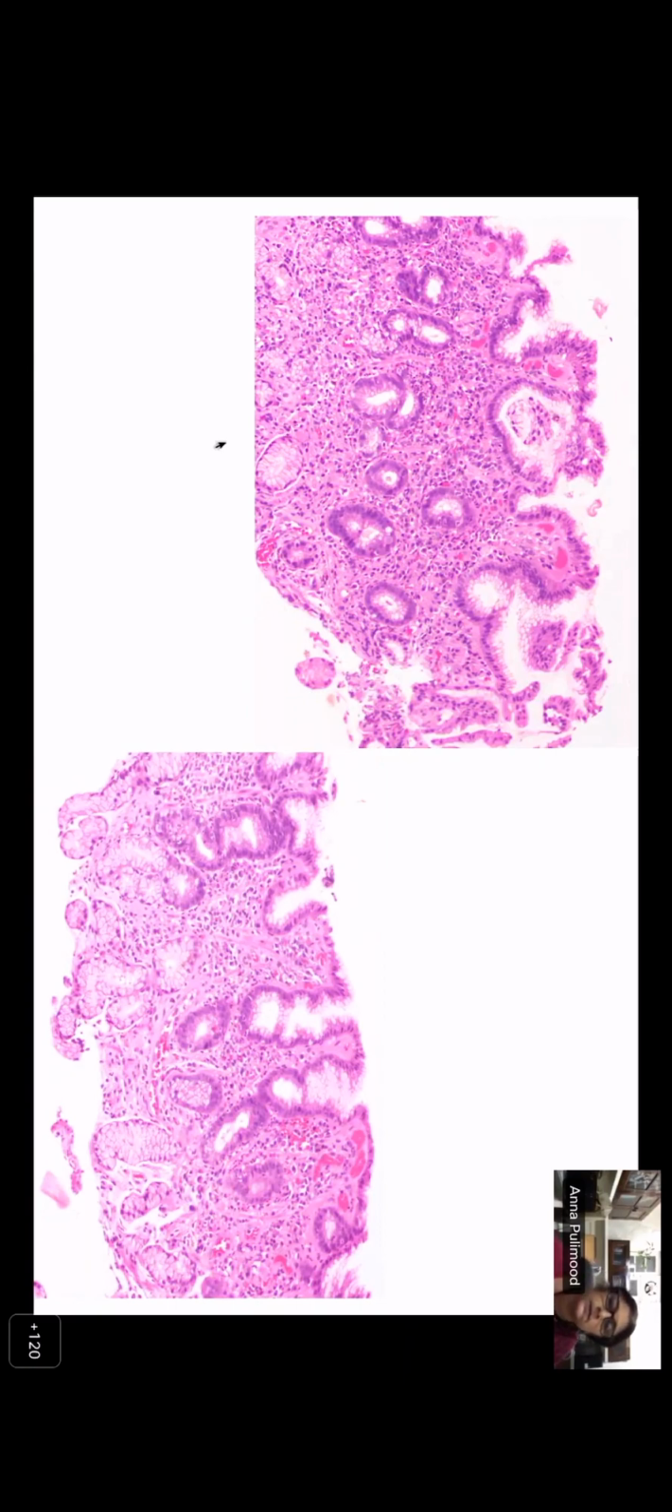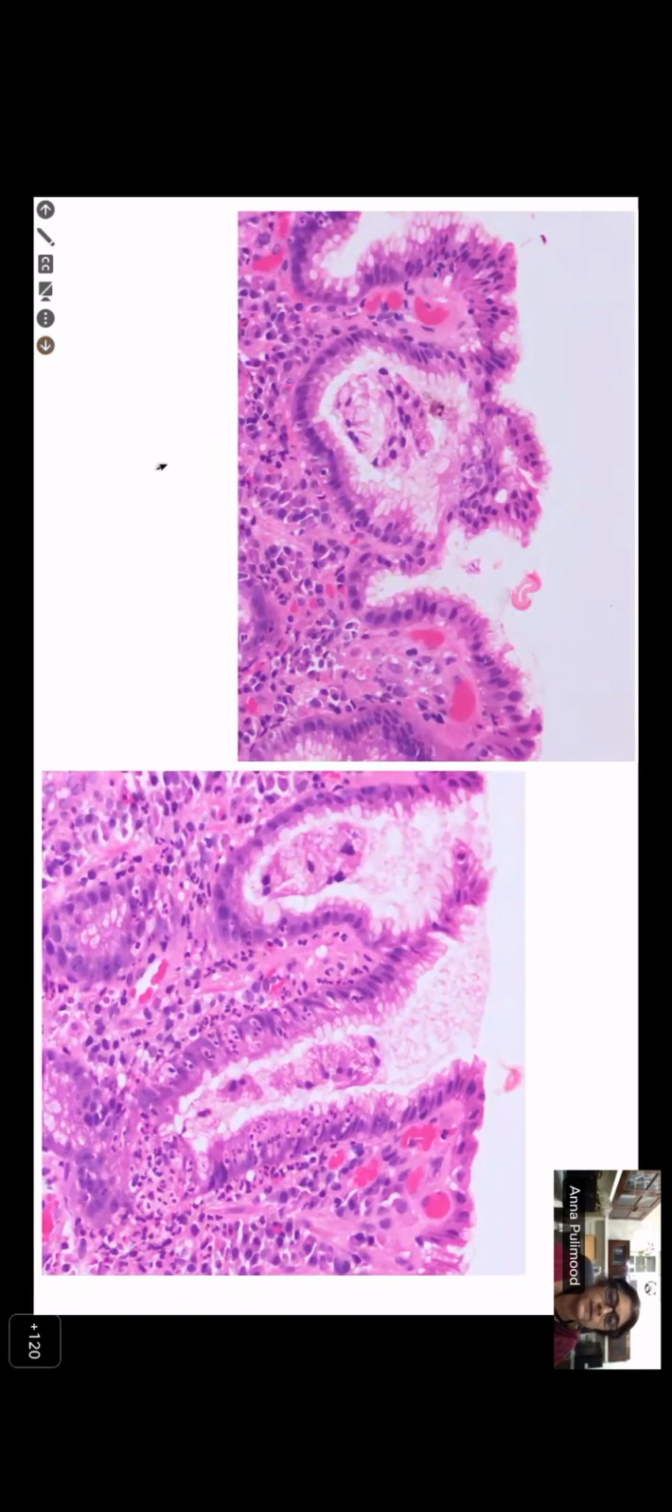Ma'am, at this magnification, on the left side image, we can see lamina propria infiltrated with mononuclear cells, lymphocytes. Yeah. Lymphocytes and plasma cells, difficult to tell at this magnification. Any other change you're seeing here? Okay, we'll go to the next magnification. Okay, at this magnification, what can you see?